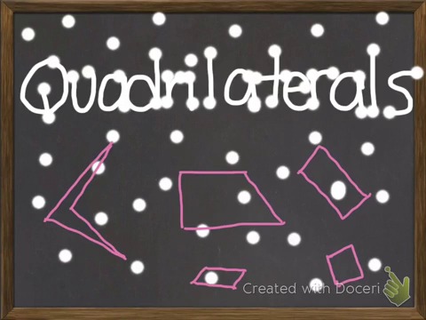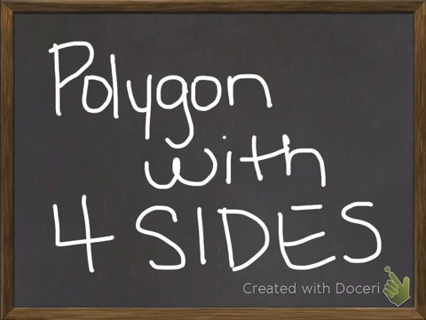Today, let's talk about quadrilaterals. Quadrilaterals are basically a polygon with four sides. Remember, a polygon is any shape that has straight sides and it must be closed.